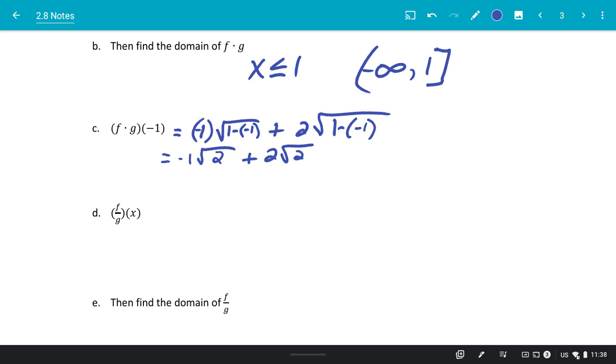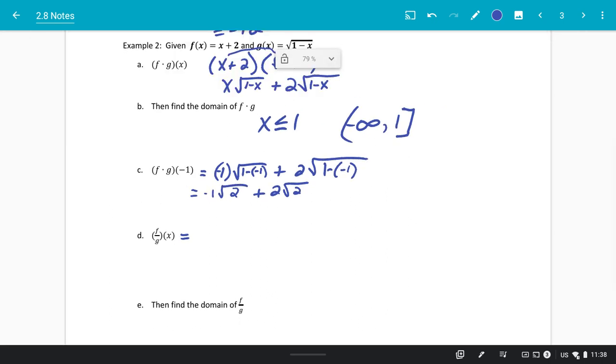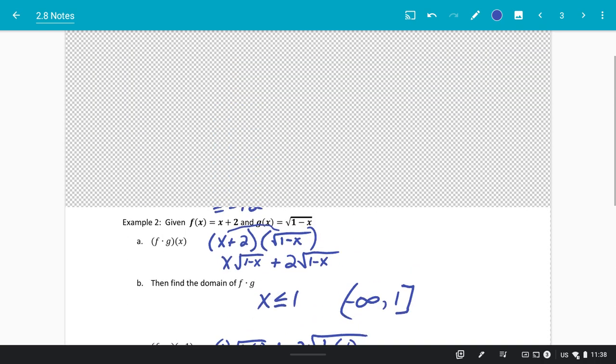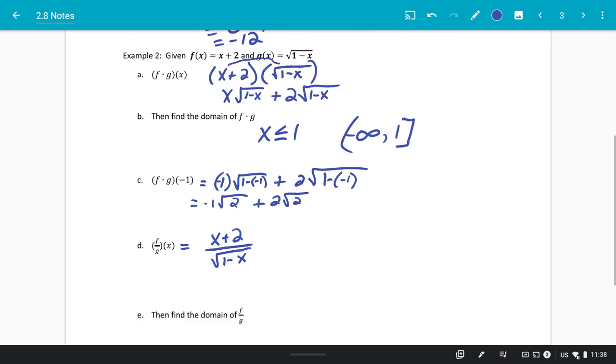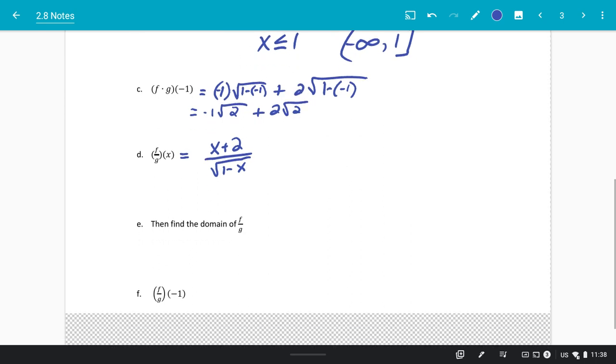All right, so f goes on top. So in this case, we have x plus 2 divided by the square root of 1 minus x. Is there anything I can simplify there? No. So what's the domain?